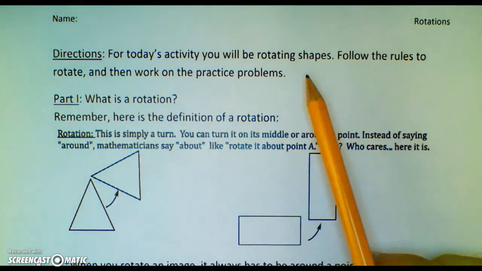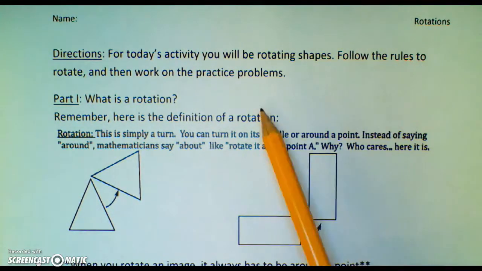So for today's activity, you're going to be rotating shapes. You're going to follow the rules to rotate and then work on the practice problems. So first off, let's start off.